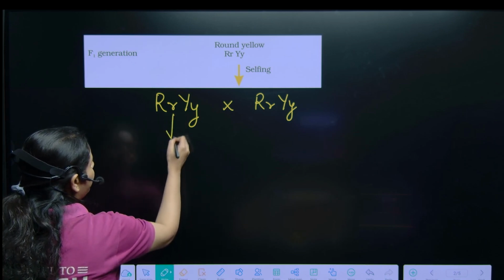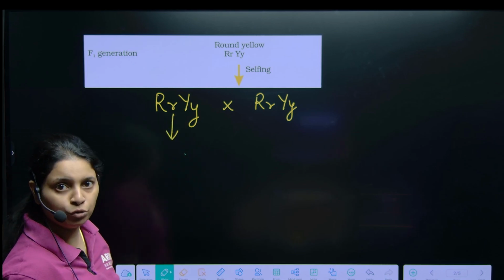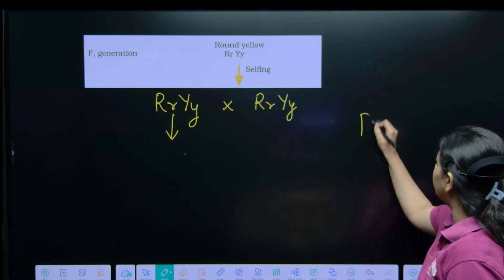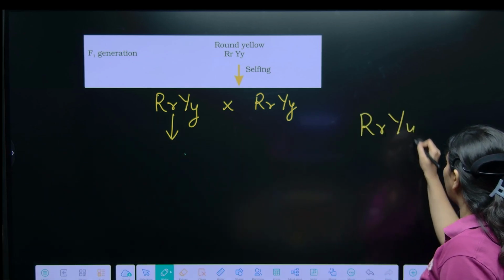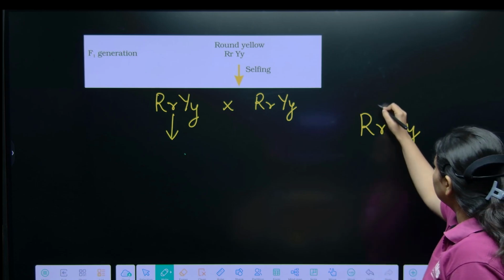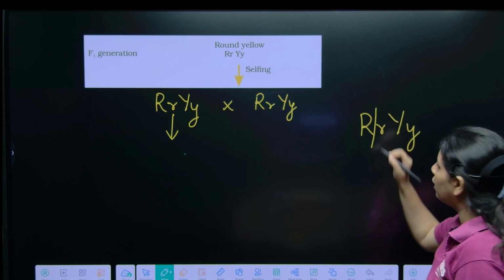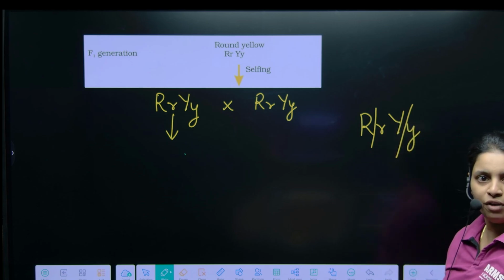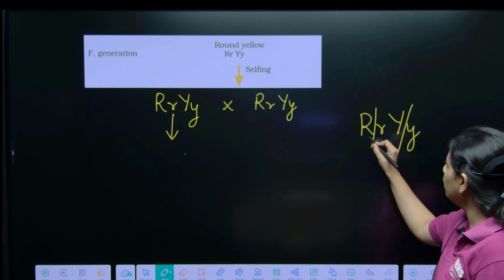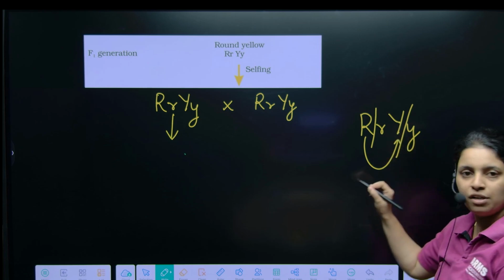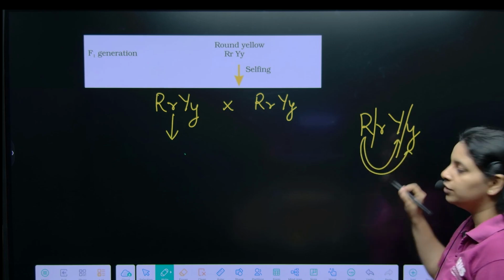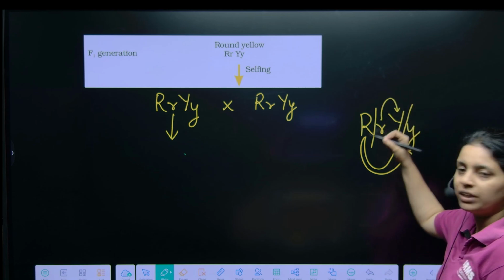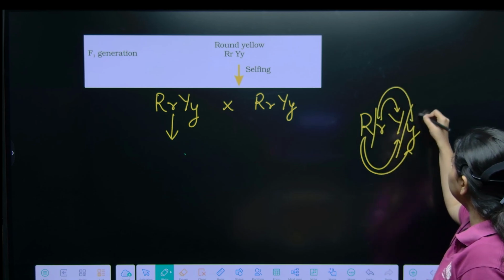So, how many different types of gametes will be produced here? Now, to solve this, let's try to understand. We have capital R, small r, capital Y, small y. Law of segregation: R will separate, Y will also separate, from each other. Here, this capital R can move with capital Y or it can move with small y. Equal chance, 50-50. Next, small r can move with capital Y or with this small y.